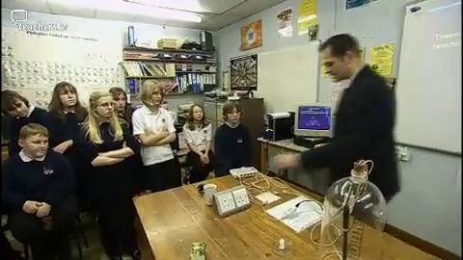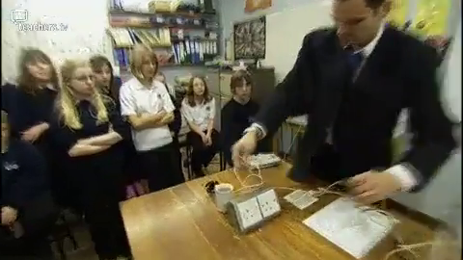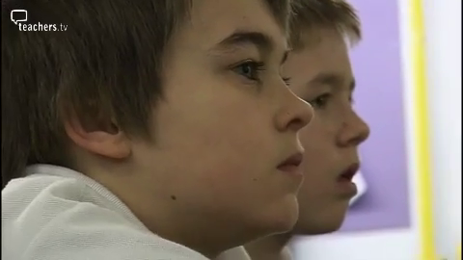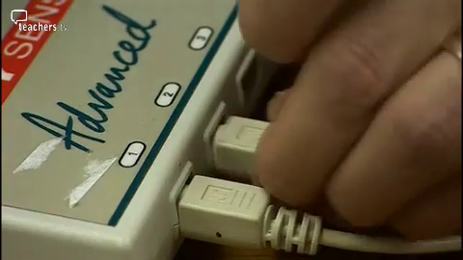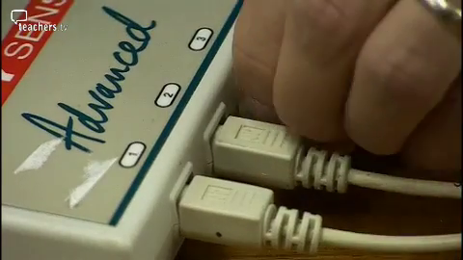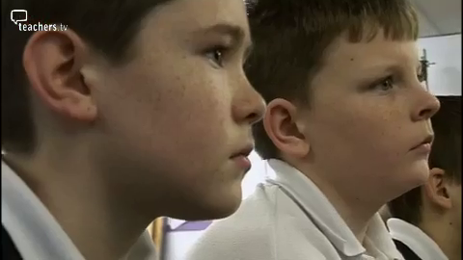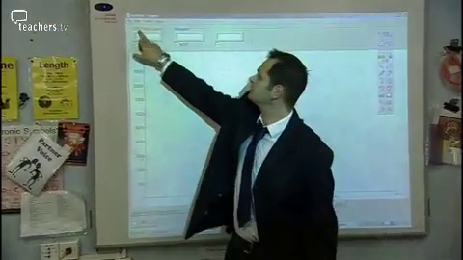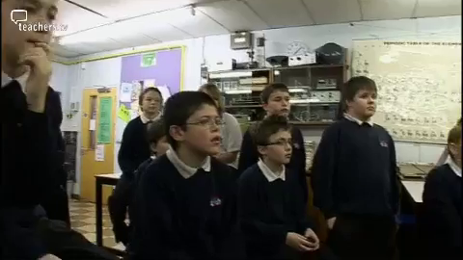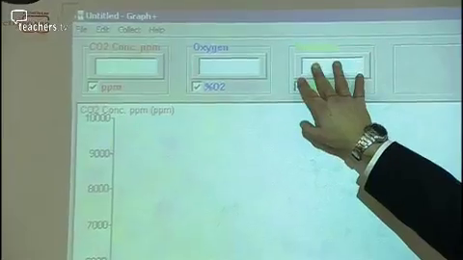Right, so I'm going to connect these sensors up first. First of all, I'm going to attach my oxygen sensor, my CO2 sensor, and my water sensor. We now have the CO2, the oxygen, and the humidity, which will tell us how much water there is.